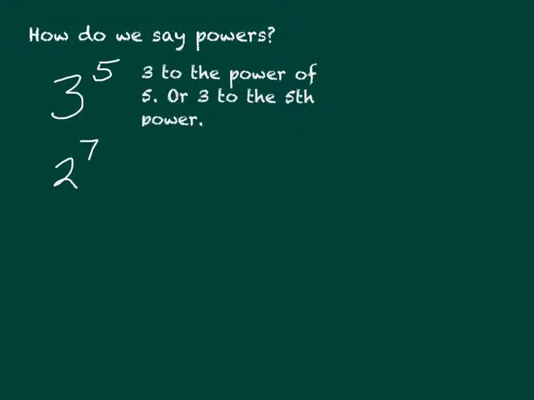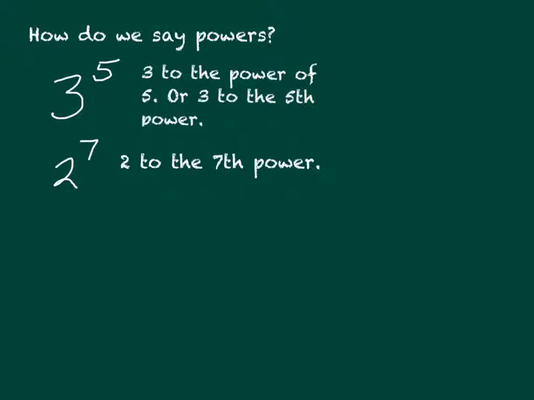Again, if we look at this next example right here, how would we say that one? We would say this is 2 to the 7th power. Or the longer way, we could say 2 to the power of 7. Usually I shorten it with the th: 5th power, 7th power, 4th power, and so on and so forth.